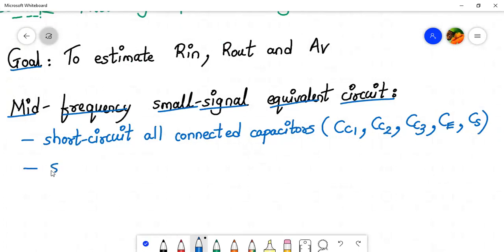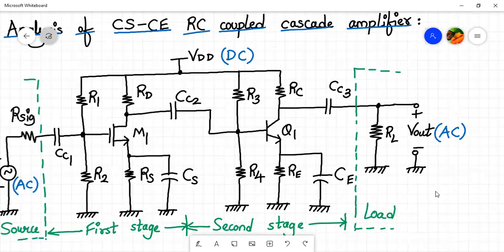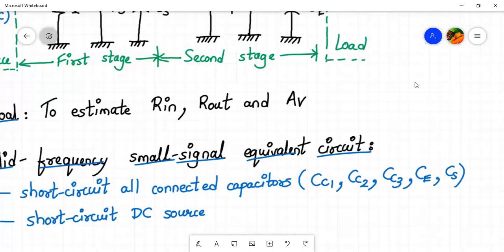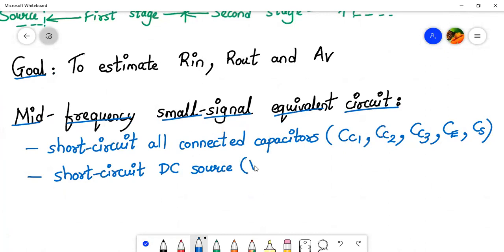Then we have to short circuit any DC sources. Okay, so we'll write, because it's a small signal model, it will represent only small variations in the quantities, that is either current or voltage. So short circuit DC source. So what is a DC source in the circuit? The DC source in the circuit is VDD. So VDD will be short circuited for small signal analysis for finding out the R in, R out, and AV. So short circuit DC source, bracket VDD, right?